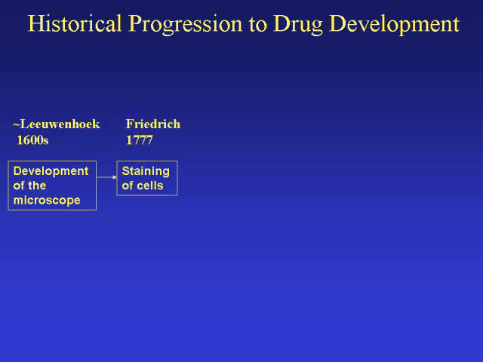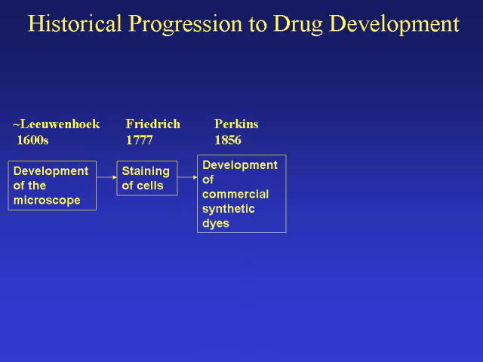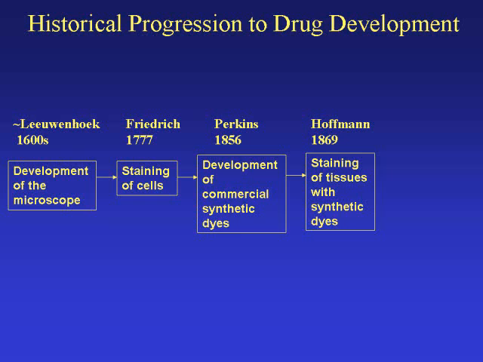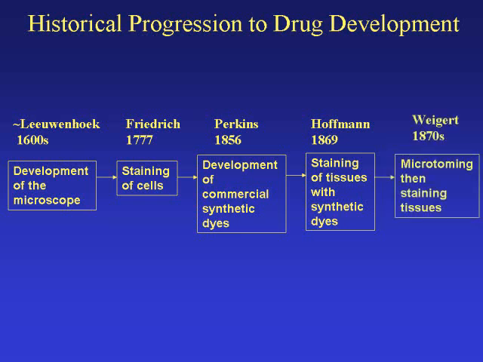Then in 1777, Friedrich decides he's going to stain cells so that they show up better under microscopes. Then in 1856, Perkin develops the use of synthetic organic chemistry to produce dyes for cloth, thus another textile connection. Around 1869, Hoffman decides to use various synthetic dyes to stain cells before putting them under a light microscope. In the 1870s, Weigert uses what we now call a microtome to slice tissues into very thin sections before staining.